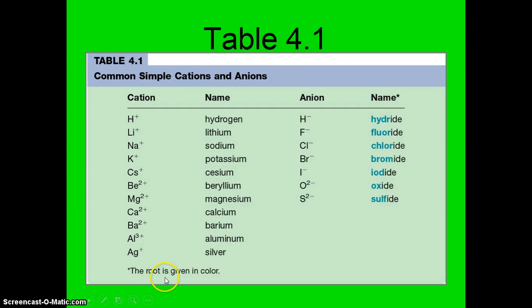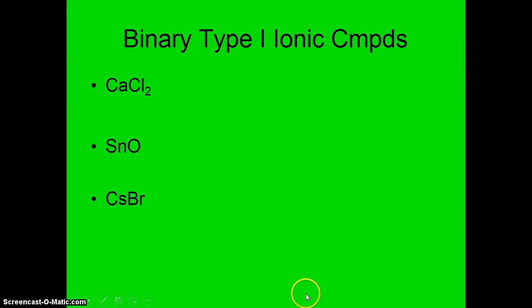This is a table out of your textbook. These are common cations for the true metals. We just name them like they are on the periodic table. The anions, however, get their endings changed to ide, and sometimes it's a little confusing when we start to rename the anions. So this shows you what it would look like for each one of them to be changed to the ending IDE. That way you don't have to wonder.